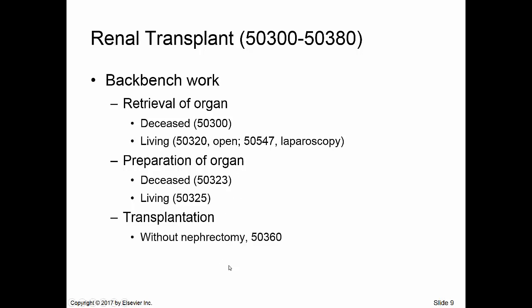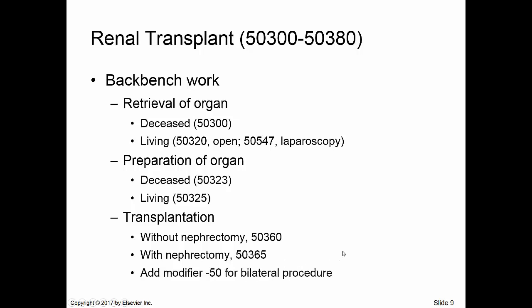Now transplantation. It can take place without a nephrectomy, or with one. So you need to read your notes very carefully as to which one. So the code is different for each of those. 50,360 for without the nephrectomy, and with it is 50,365. Add the modifier 50 if it's a bilateral procedure, because of course you know that you can have one renal transplant without having both. So you just need to make sure that you're covering those.